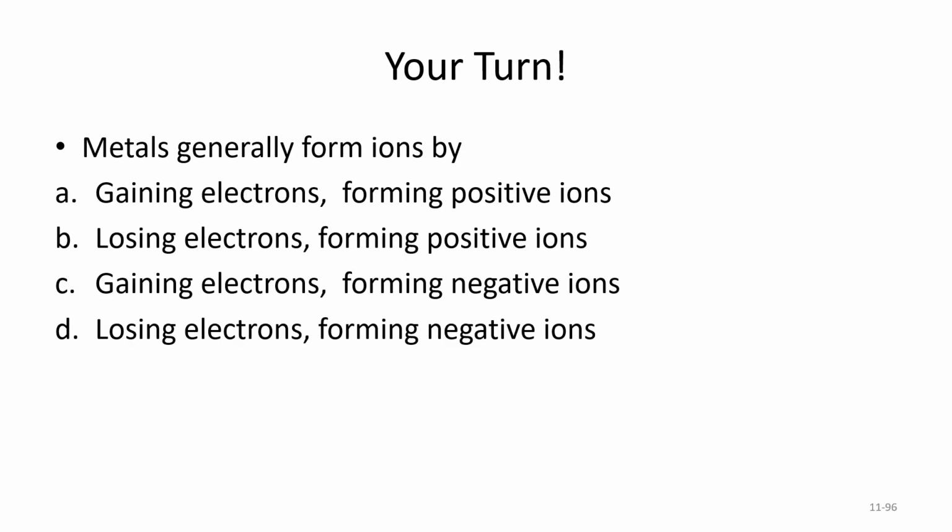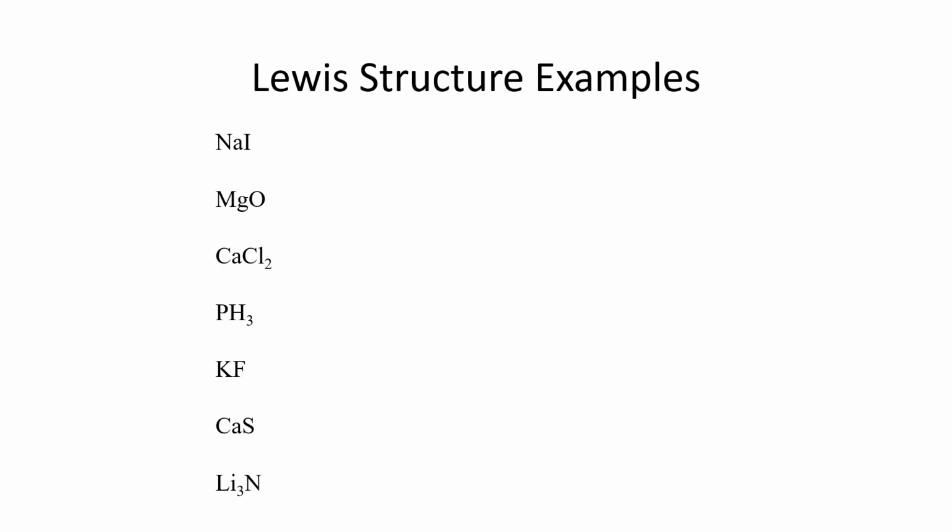So metals generally form ions by doing what? Metals lose electrons, and when you lose negativity, you become more positive. Okay, I'm going to draw out the first 2, and then you're going to pause the video, and you're going to draw out the rest of them, and we will go through them.